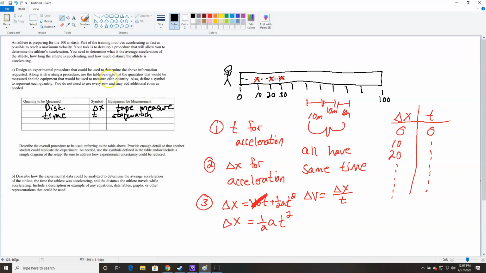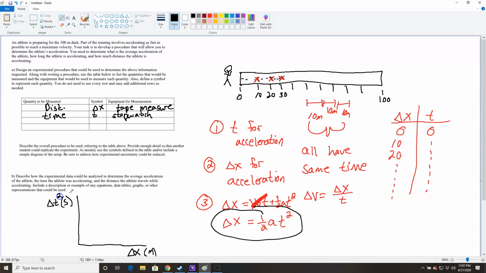I obviously did not write the procedure, just in the interest of time, but I verbally told you what the procedure would be. And now it says, describe how the experimental data could be analyzed to determine the average acceleration of the athlete. So that's where this equation is going to come into play. Independent variable goes on the x, delta x in meters. And here, time in seconds.